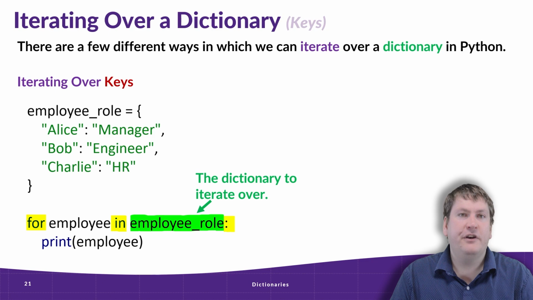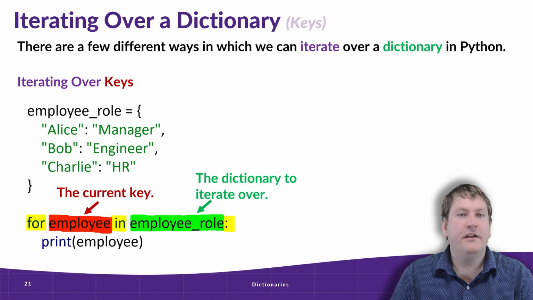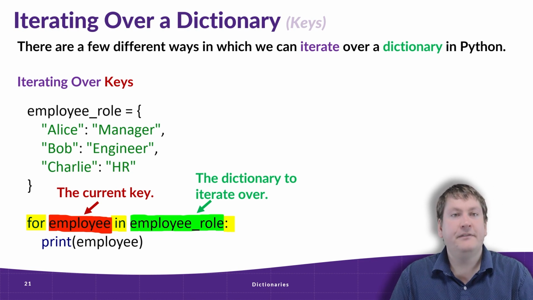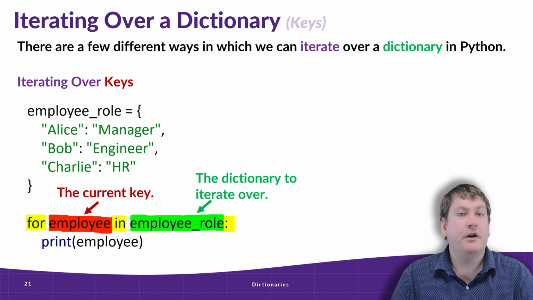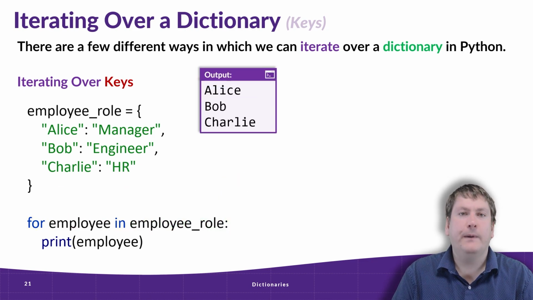In this example, the dictionary is called employee role, and it stores different roles for different employees. So Alice is a manager, Bob's an engineer, and Charlie is in HR. Now, the loop variable here, employee, is going to be equal to the current key. So for the first time the loop runs, it's going to be Alice, the second time Bob, third time Charlie, and so on for however many key value pairs we have in the dictionary, always equal to the key, not the value. So if we were to run this code, we would get the following output: Alice, Bob, and Charlie, which are all the keys in the dictionary.